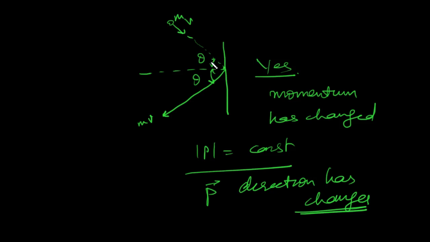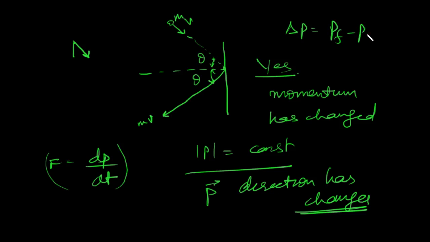This is a horizontal surface, so we split the momentum. This is p, and force is change in momentum by change in time, so change in momentum would be final momentum minus initial momentum, and this will be a vector. Don't take it as scalar. Magnitude is not changing, I specified it in the question. So mod of p will be constant, but force will be applied because the direction has changed.